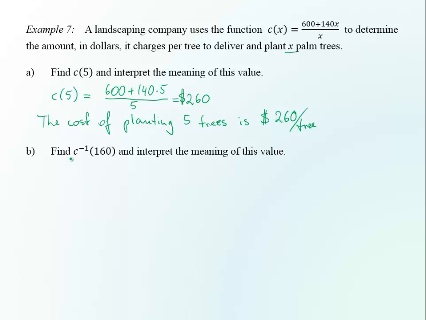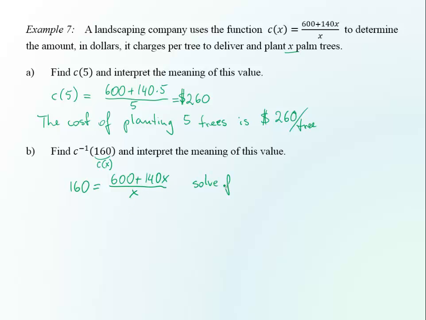Now, the second part of the question asks us to find inverse function c^-1 of 160 and then interpret the meaning of this value. So first, to find the inverse function, we can do it in two different ways. We can actually find the inverse function in a general form and then evaluate at 160, or we could plug in 160 for the c of x value and then solve it for x. So since c of x is 160, we plug in 160 on the left hand side, copy the rest, and solve it for x.